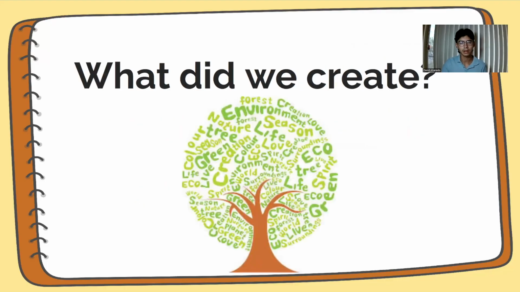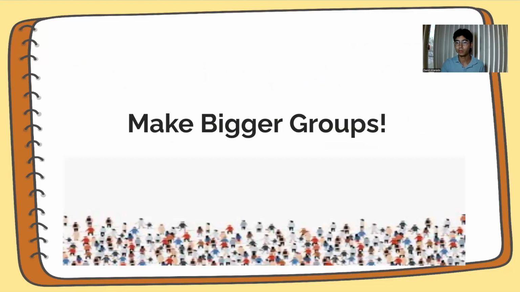Now we're going to go ahead and get into bigger groups. So I want you to find another group of three. So we have a group of three with yourselves. We're going to find another group of three, and we're going to make a bigger group. So in total, we should have a group of six.